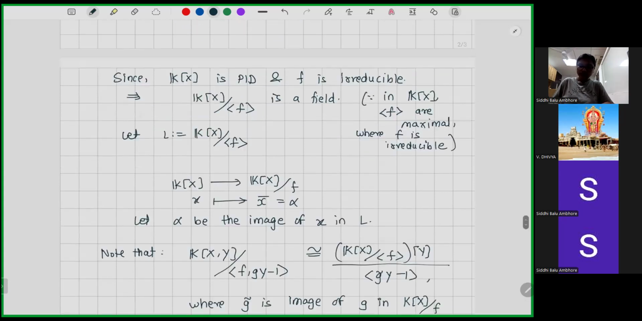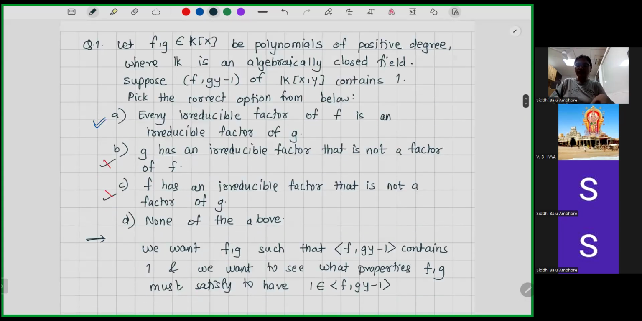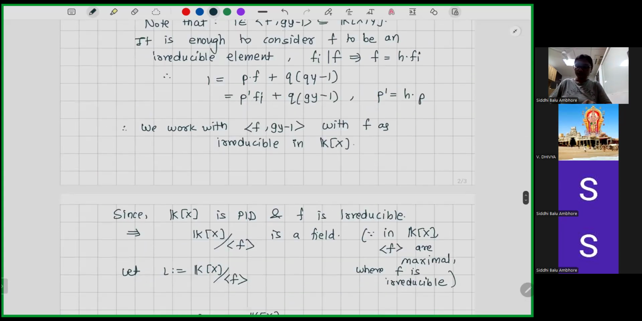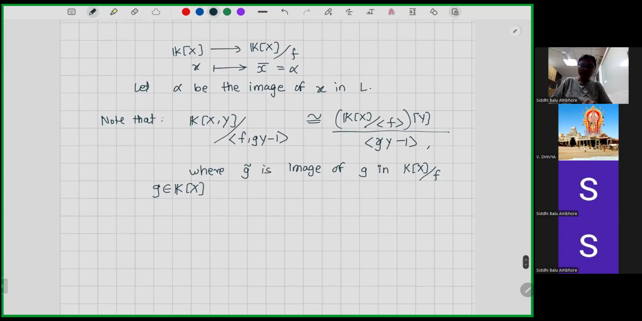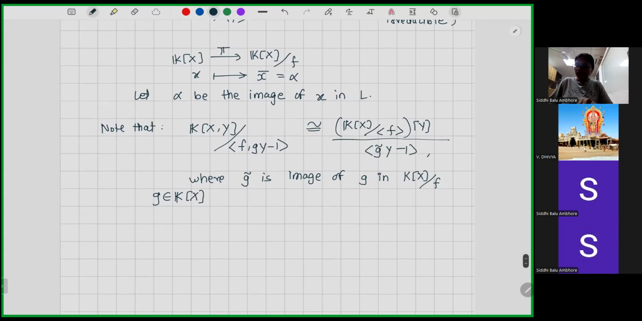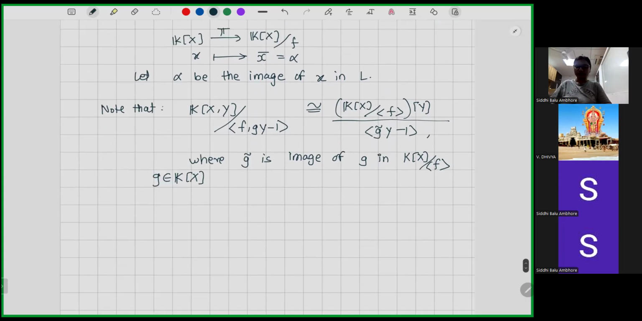If you notice, the ideal (f, gy minus 1) is in K[x, y], but f and g are elements from K[x]. So under this map, let us call this map pi, this g tilde is the image of g under this map pi when we take K[x] to K[x] mod f.